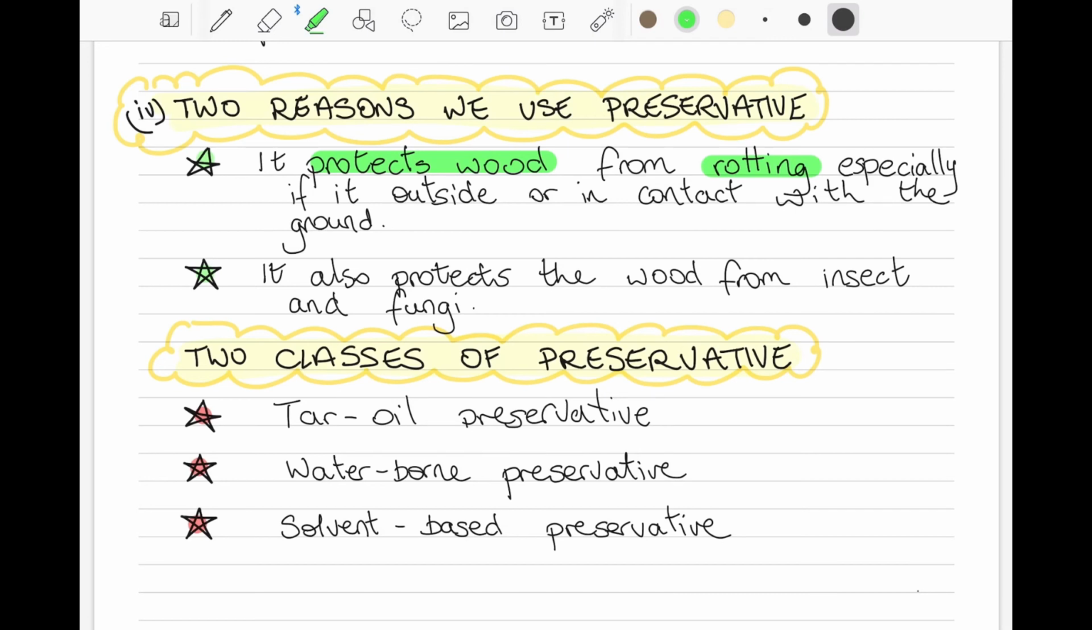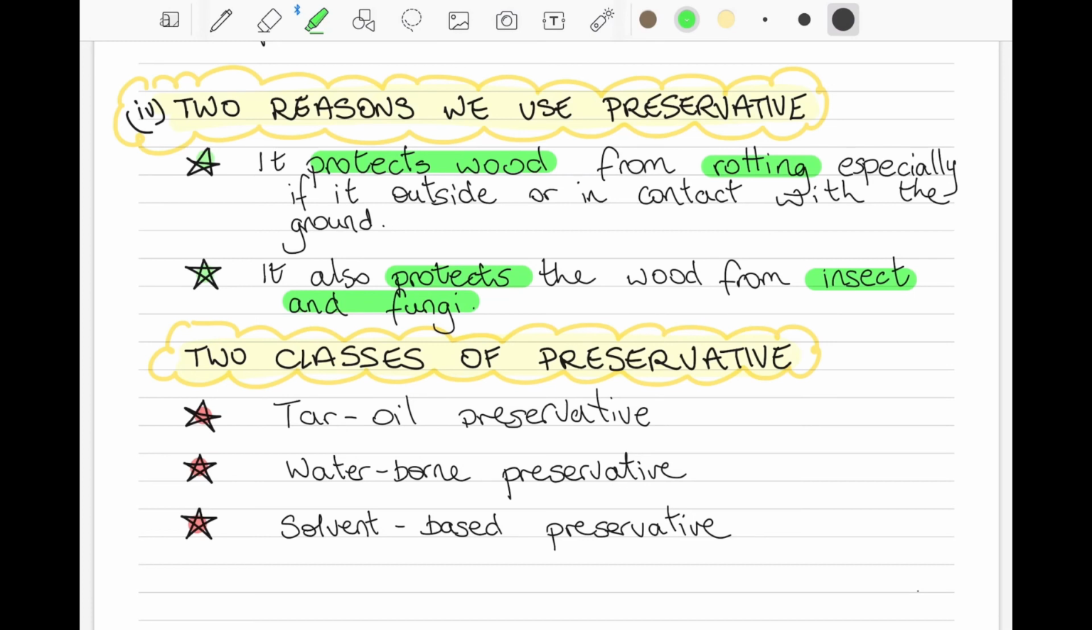Why else would you use preservative? Well, it also protects the wood from insect attack and fungi. Or fungi, I don't know how to pronounce that, I never did. And fungi. Okay, so it protects that wood from insects and fungi, basically mushrooms, okay? Spores which grow on the tree and cause issues.